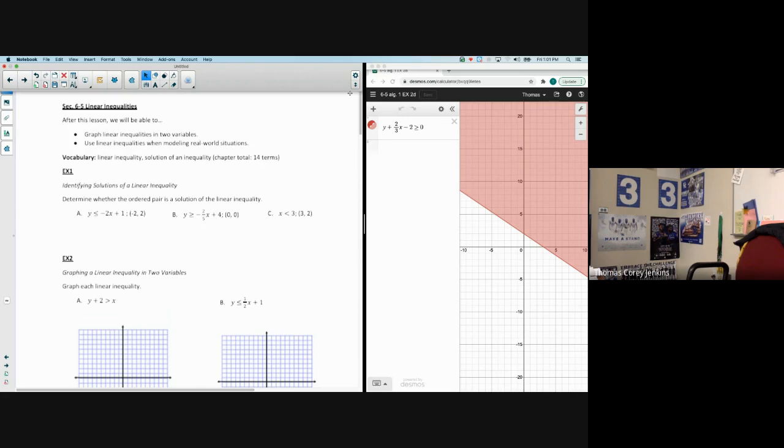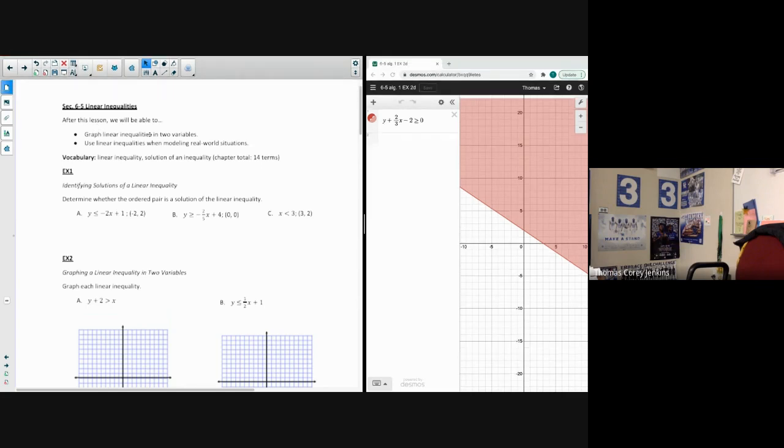If you think back to how to graph a one variable inequality, that's usually done on a number line. Our learning target is to be able to graph linear inequalities in two variables and then use linear inequalities when modeling real world situations. Example one wants us to be able to identify solutions of a linear inequality.